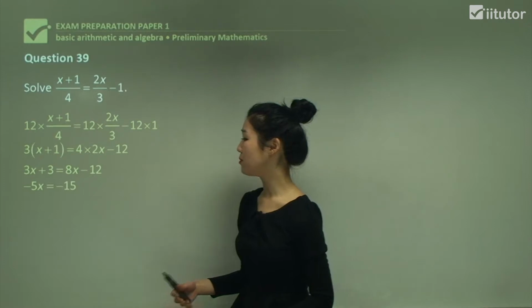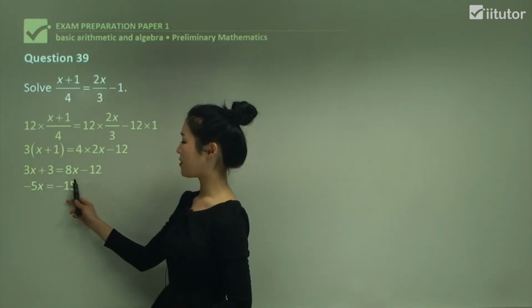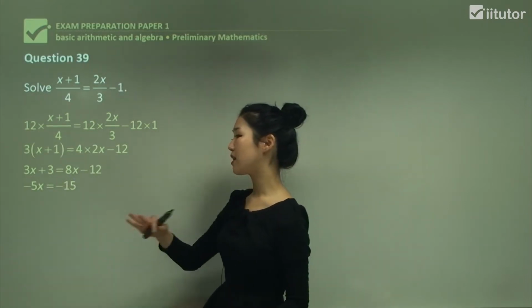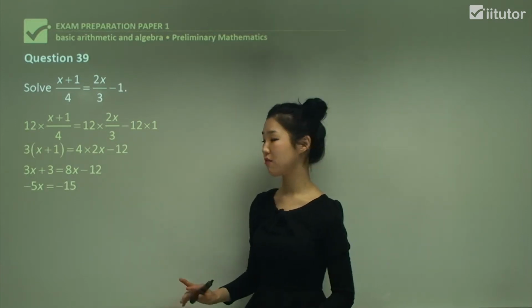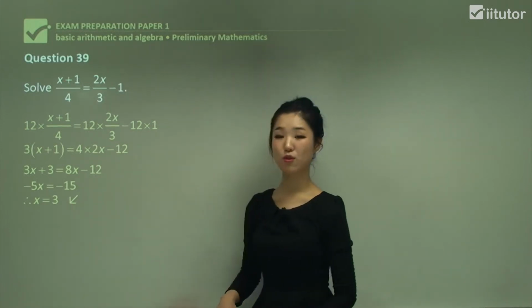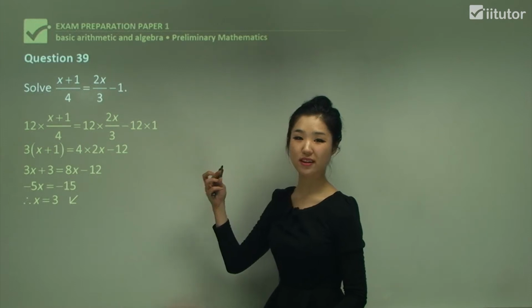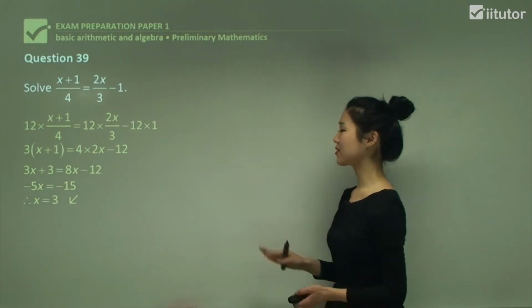Gather your like terms. So if I move 8x over to this side, I'll have 3x minus 8x, which is negative 5x. Move your 3 over, negative 12 minus 3 is negative 15. Divide both sides by negative 5, so x will just be 3. That's your answer, guys. So that was very, very simple again. Again, the most key thing is to find that common multiple of the denominators and multiply out everything by it. Okay, so that was question 39.